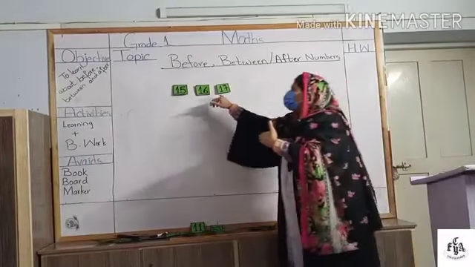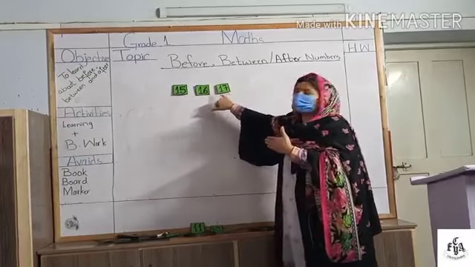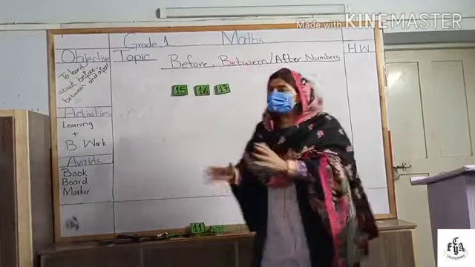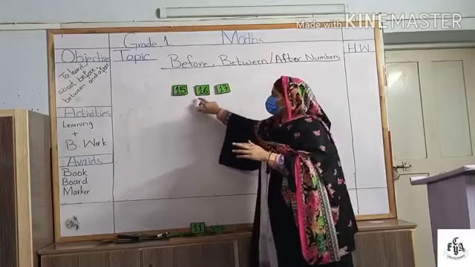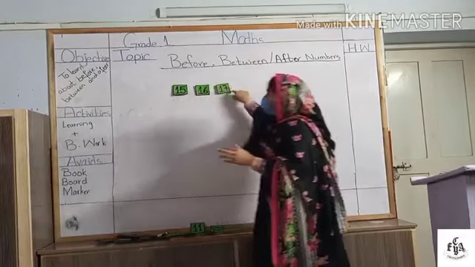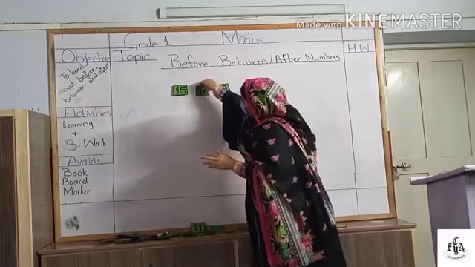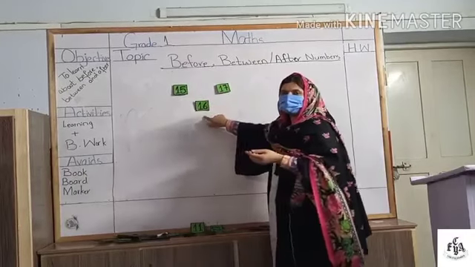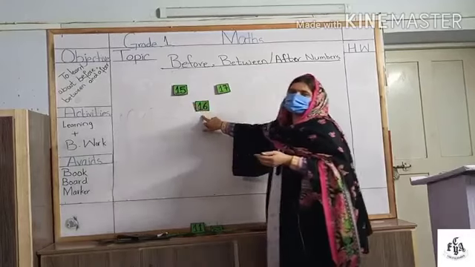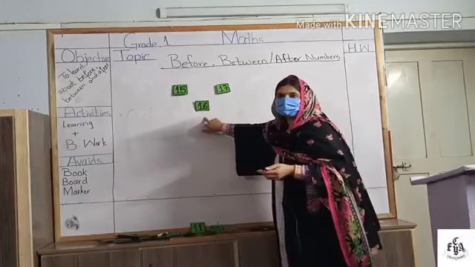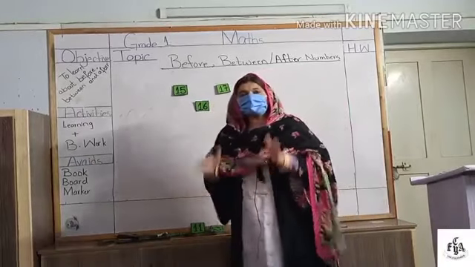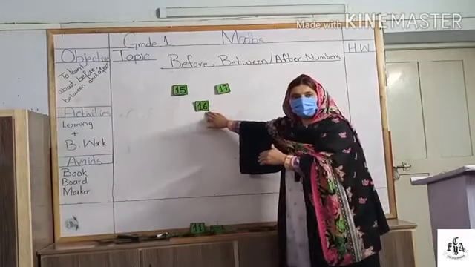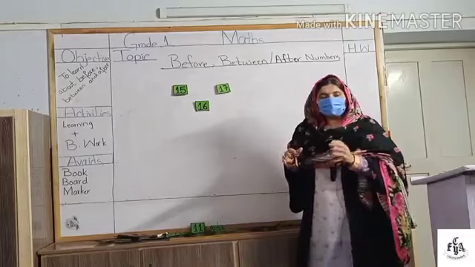So what will come after 16? 17 is after 16. And 16 is between these two numbers. Okay? 16 is between 15 and 17. So this number is a between number. 15 is before 16, 17 is after 16, and 16 is between. जो दरमियान वाला नंबर होता है वो उसको हम क्या बोलते हैं? Between number. Understand? All of you understand?